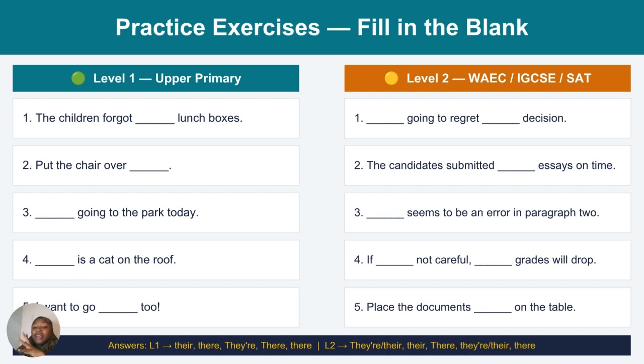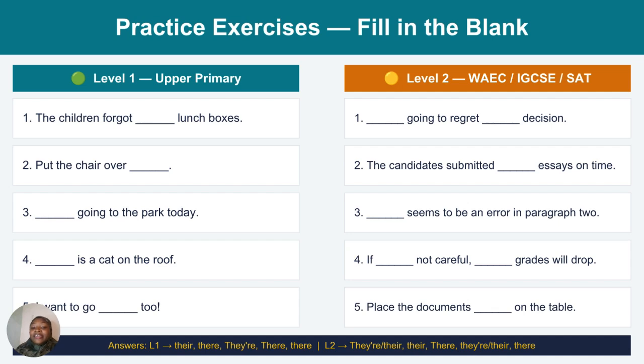Now let's move on to level 2. Dash is going to regret dash decision. If we apply our steps, we get they are going to regret their, which is a possessive pronoun, decision. They are going to regret their decision.